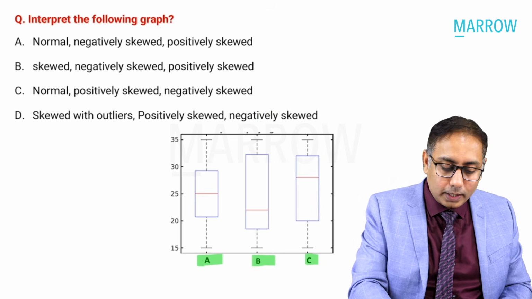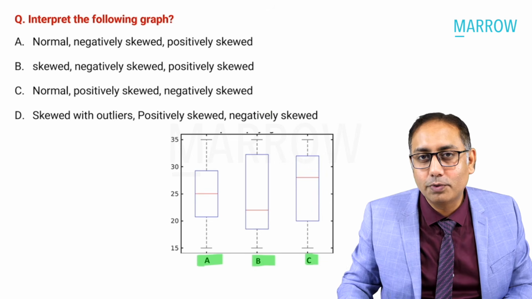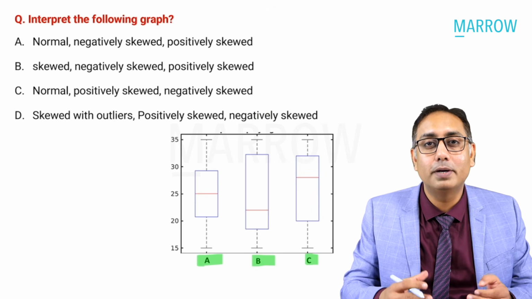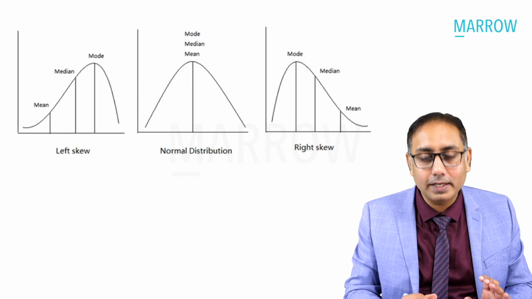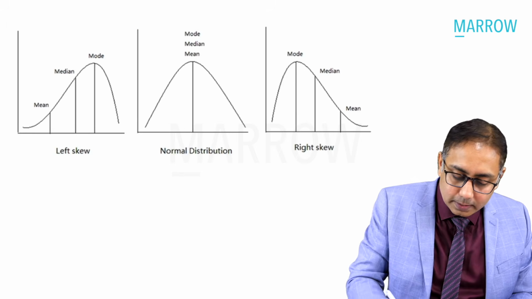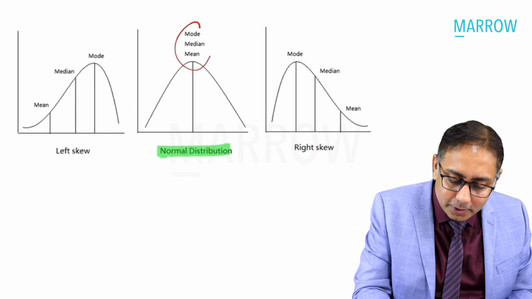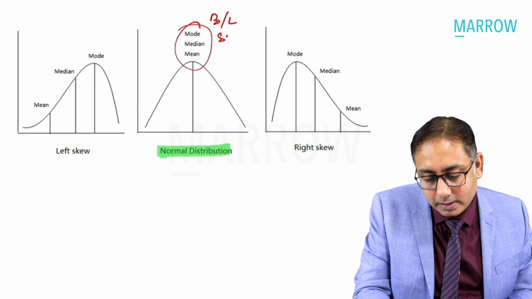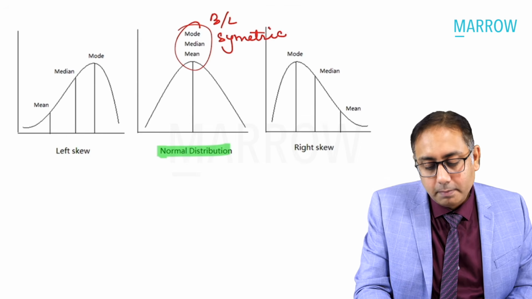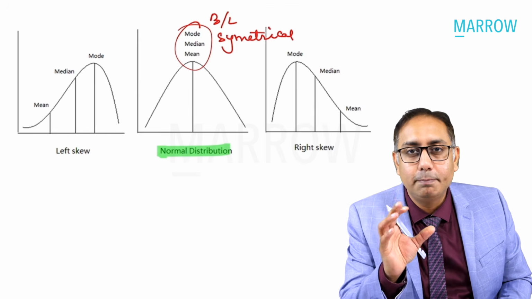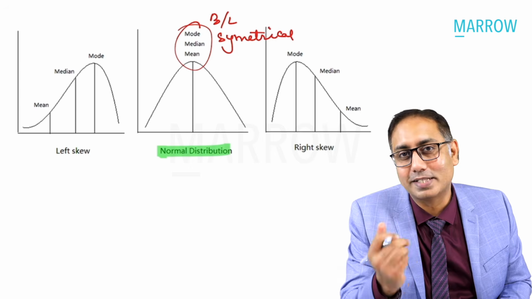Now beta, for you to understand the best answer over here, you should know what you mean by a skew. You already know there is something called a normal distribution. What is a normal distribution? A normal distribution is a bilaterally symmetrical curve where the mean, median, and mode all coincide.